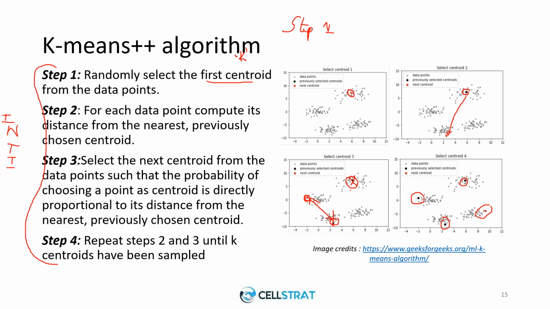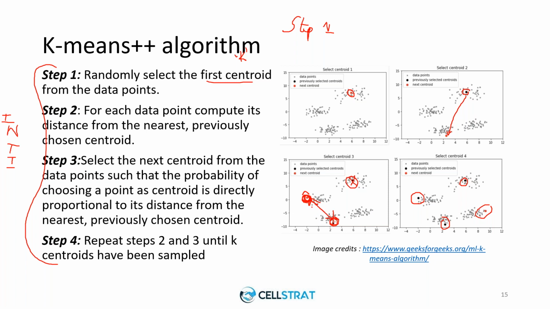Actually, step three, I didn't understand. Step three, mhm. Okay, so this simply means that the next centroid is selected such that the probability is directly dependent on the distance to its nearest centroid. For example, the probability of selecting this as the next centroid depends on the distance between this previously selected centroid and the new data point, or the farthest data point from this centroid.